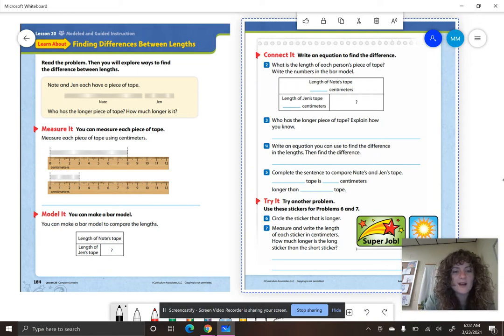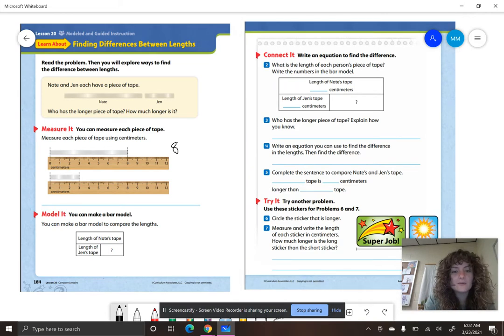I'm going to go ahead and write 8 centimeters. This piece of tape, it's lined up on the 0 on the left side, and the right side is lined up with how many? 3 centimeters. So I'm going to write 3 centimeters, making sure to label because it's not inches, it's centimeters.